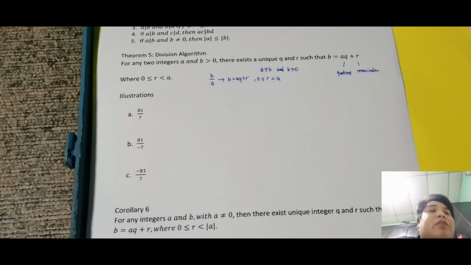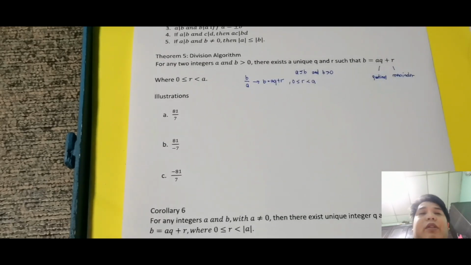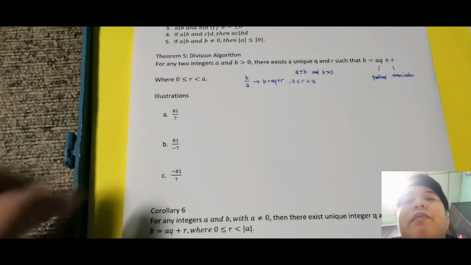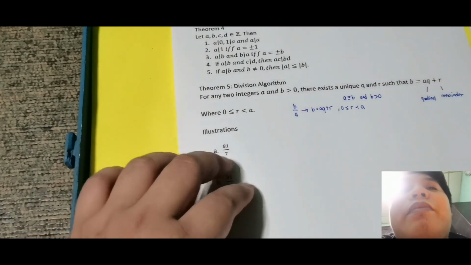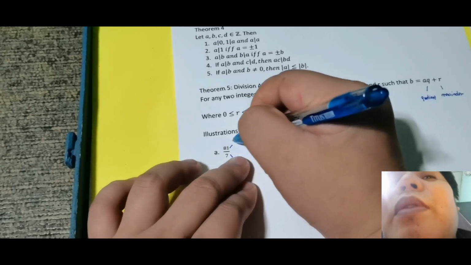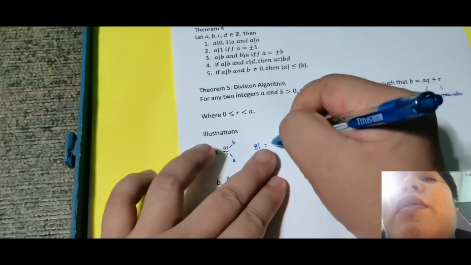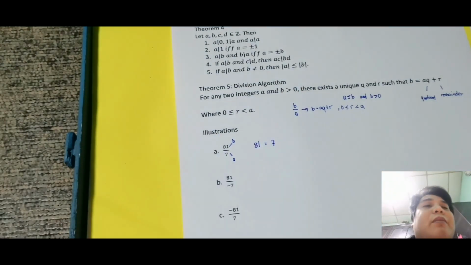Okay, so now illustration. So, we need to use division algorithm to illustrate the following or to define the following. So, dito kailangan natin ng calculator. So, una, yung 81 over 7. So, obviously, 81 yung B. Tapos, yung 7 yung A. Okay, so ano mga unang gagawin? Ang unang gagawin, by division algorithm, so ulit ko ito yung A, ito yung B. So, by division algorithm, this is 81 is equal to 7 times something.